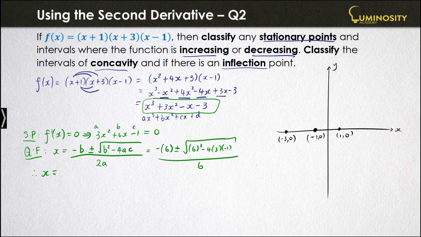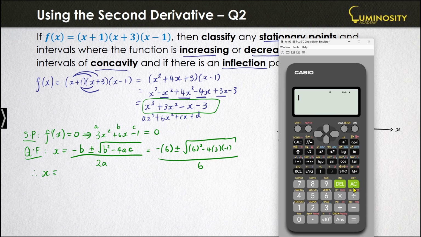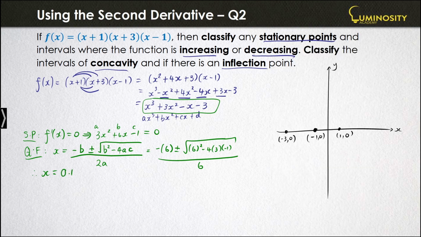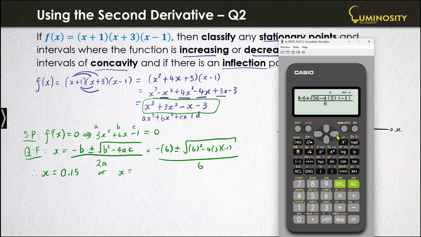So let's find these two values on our calculator. I'm going to go negative 6 plus first. Okay, 6 squared is 36 minus 4 times 3 times negative 1, all over 6. So I get x equals 0.15. I'm just going to go to 2 decimal places for now. Or x equals, what's the other value? So let's go ahead up here and do minus. So I get negative 2.15.